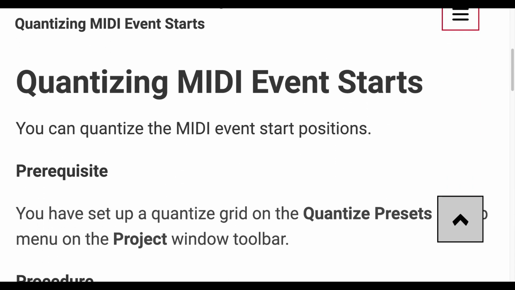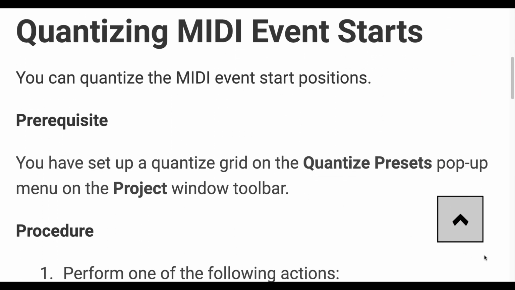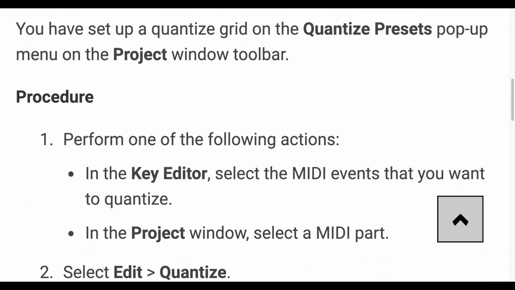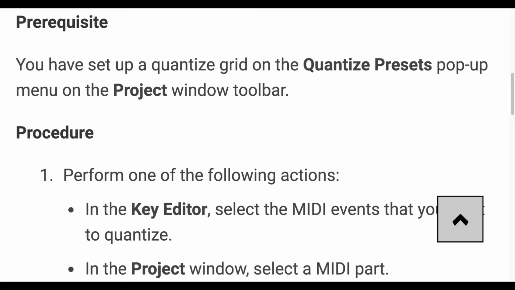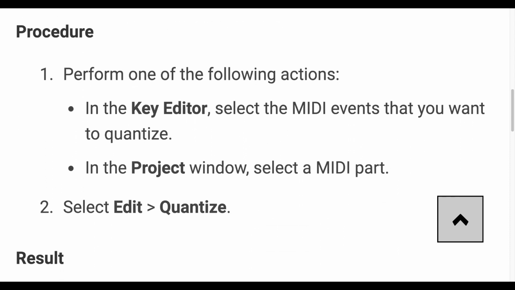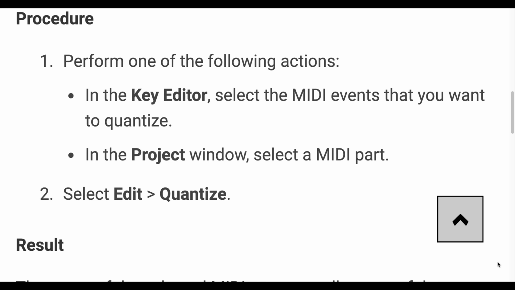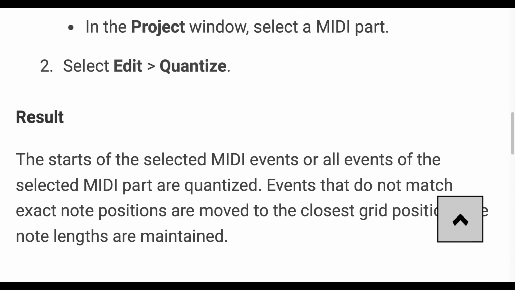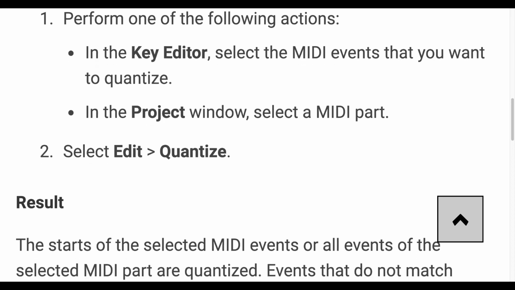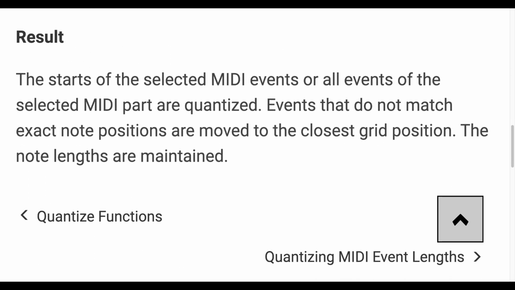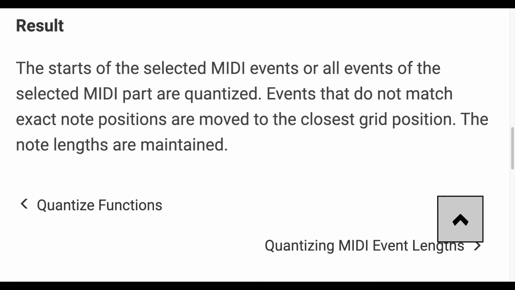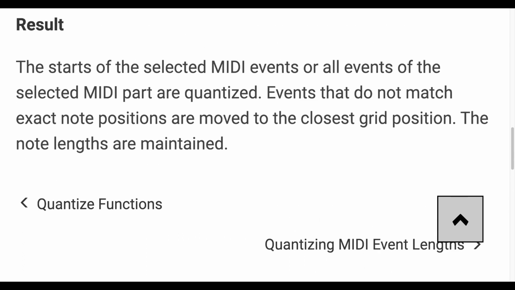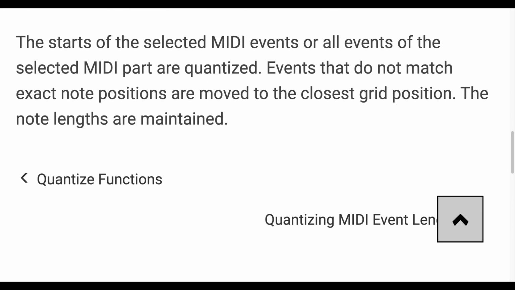Quantizing MIDI event starts. You can quantize the MIDI event start positions. Prerequisite: you have set up a quantize grid on the Quantize Presets pop-up menu on the project window toolbar. Procedure: perform one of the following actions. In the Key Editor, select the MIDI events that you want to quantize. In the project window, select a MIDI part. Select Edit, Quantize. Result: the starts of the selected MIDI events or all events of the selected MIDI part are quantized. Events that do not match exact note positions are moved to the closest grid position. The note lengths are maintained.